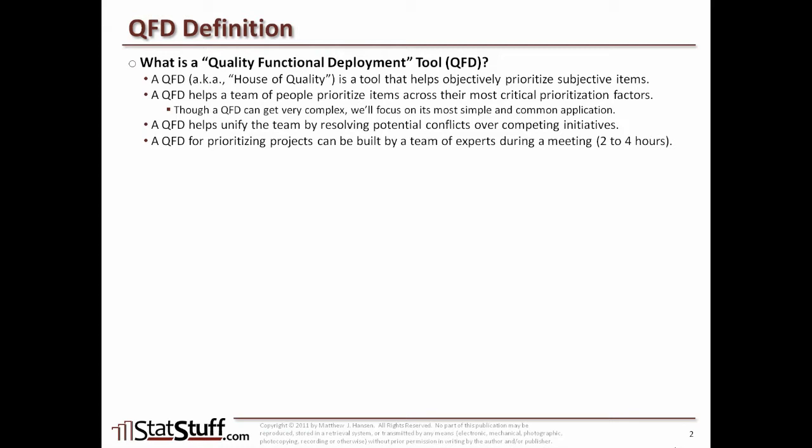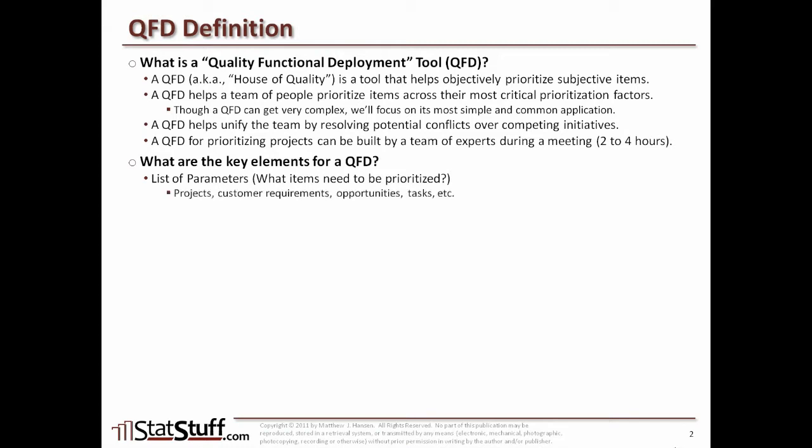There are just a few elements with the QFD that I want to review, some basic elements, and I'm going to walk through a lot more details of this to get you a little bit familiar with it. First of all, there's a list of parameters. These are the items that need to be prioritized. Basically these can be the projects or customer requirements. It could be opportunities or tasks or duties or whatever it is. What are the items that you need to prioritize? That's what we're calling the list of parameters.